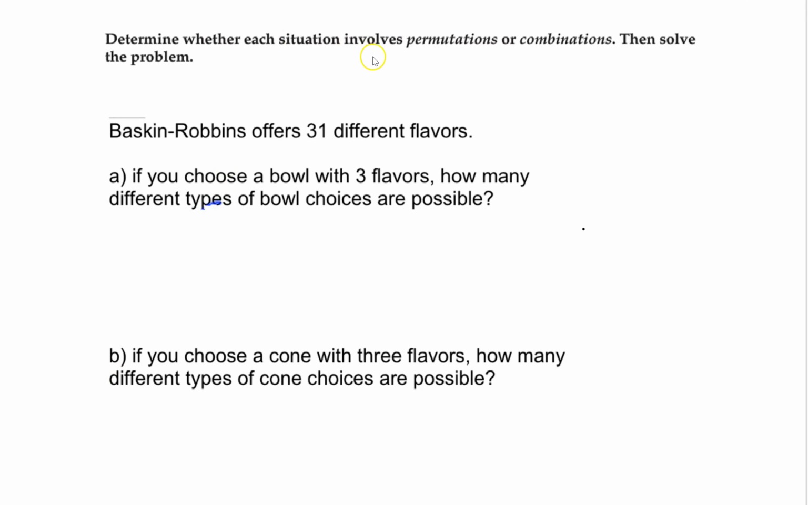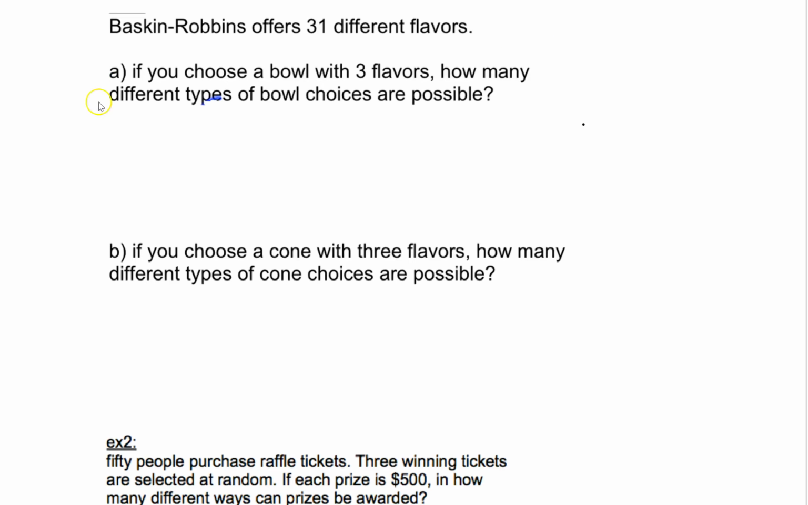So here we go. Determine whether each situation involves permutation, remember order matters, or combination, order does not matter. Then solve the problem. So here we go. We go to Baskin Robbins. They have 31 flavors. If you choose a bowl with 3 flavors, how many different bowl choices are possible? If you choose a cone with 3 flavors, how many different cone choices are possible? So both of these have the same type of question. I know this is my n, it's 31 total flavors, and I know I'm picking 3 flavors.